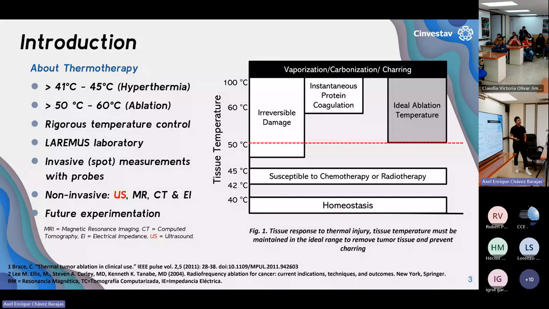But these technologies are not accessible at this stage of the project. So in order to develop new methods to estimate temperature, we are working with ultrasound, the technology that we can use at this stage. And this specific project that I am presenting is just a step of a future experimentation that we are working on in the next stage of this project.